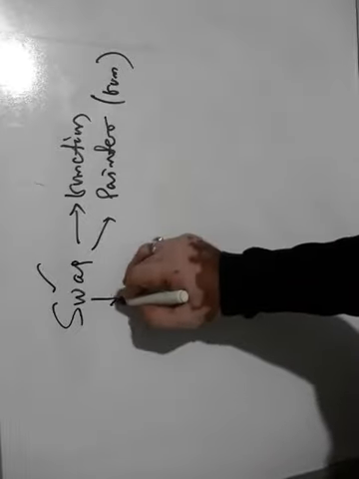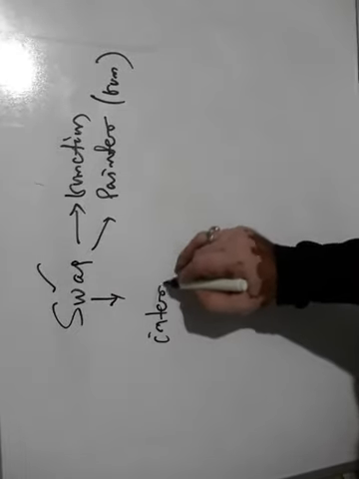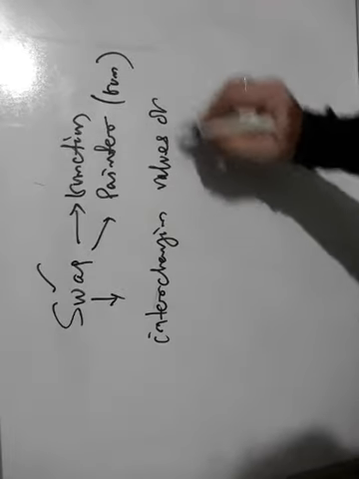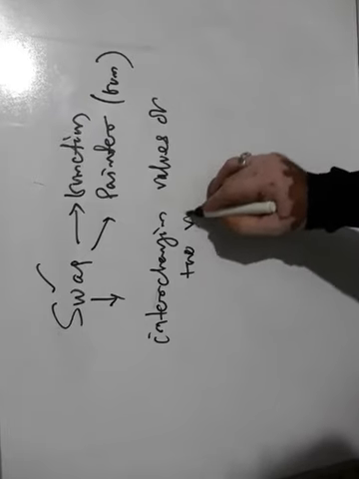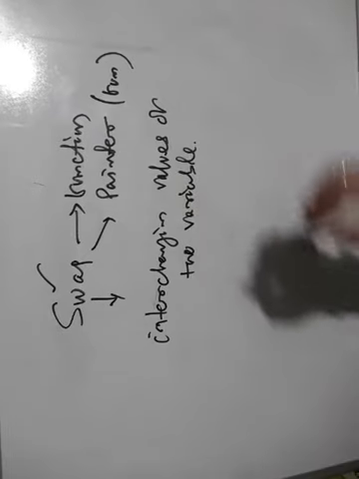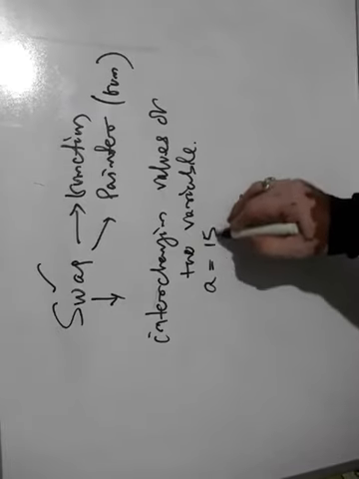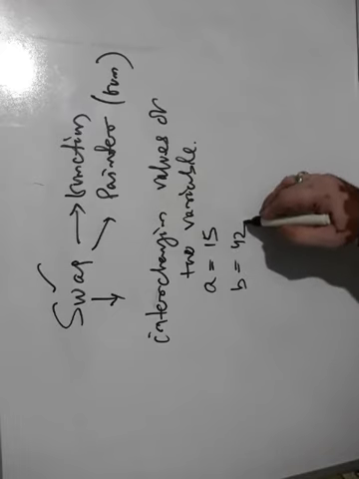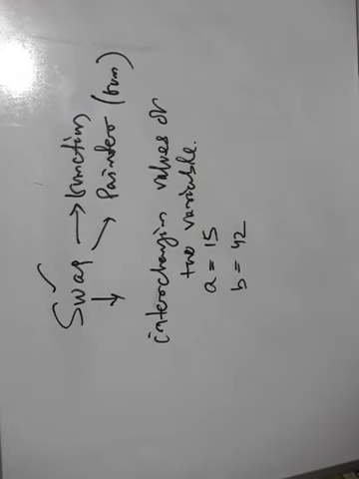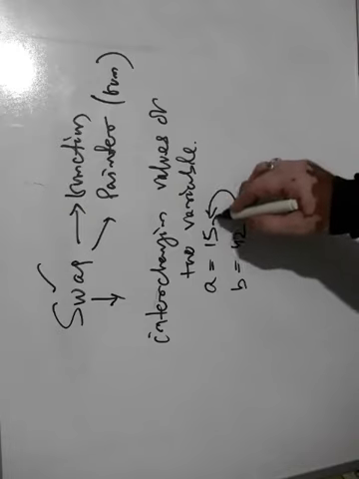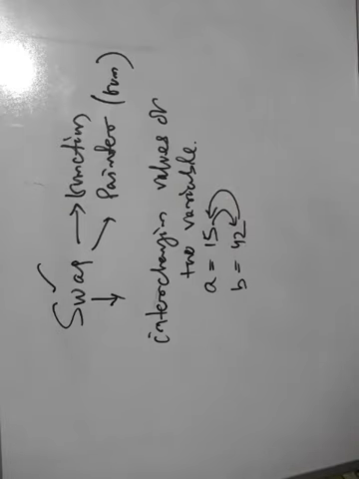Swap is nothing but interchanging the values of two variables. Interchanging means, suppose I say A is 15 and B is 42. What I mean to do using swap, or what the swap technique is saying, is that this 42 should go to A and this 15 should come to B. That is the concept of swap, students.